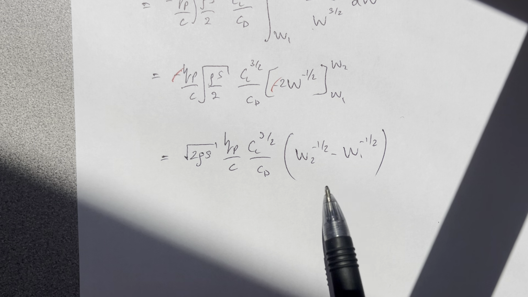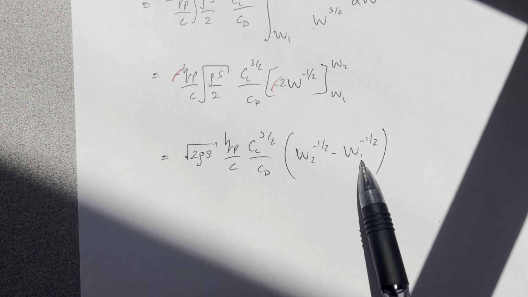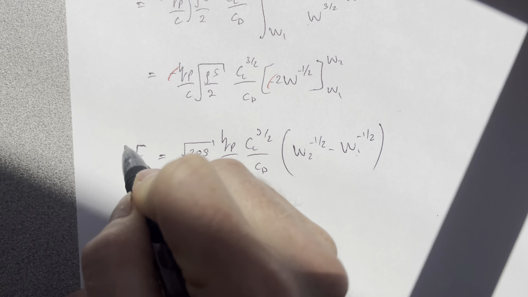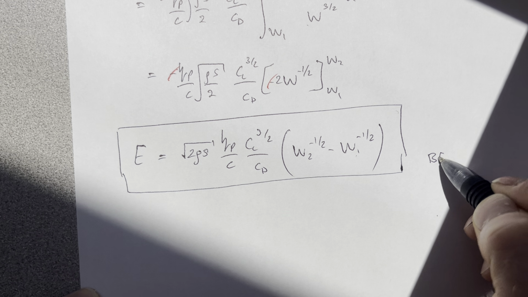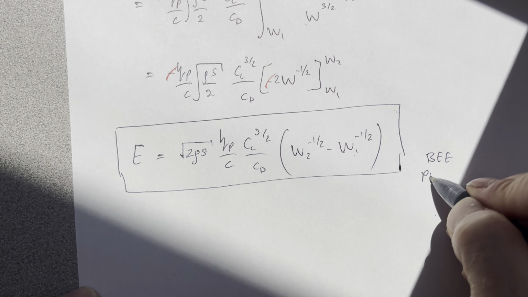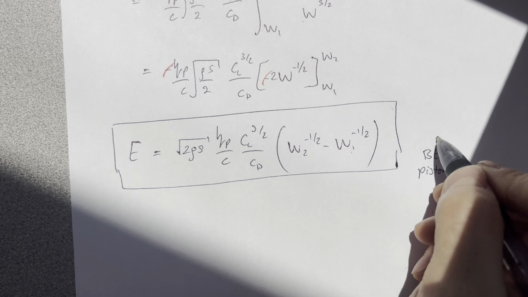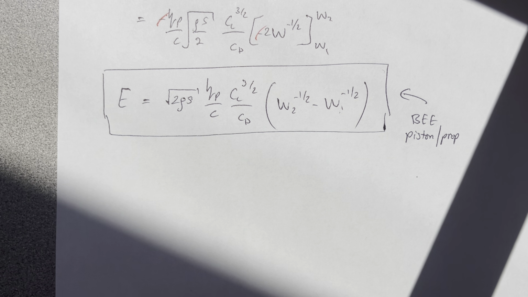Or if you prefer, 1 over the square root of w2 subtract 1 over the square root of w1. However you prefer to write that. But this right here is the Breguet endurance equation for a piston-propeller aircraft. So let's just have a quick look at what this actually means in practice and how we can go about maximizing endurance for our airplane.